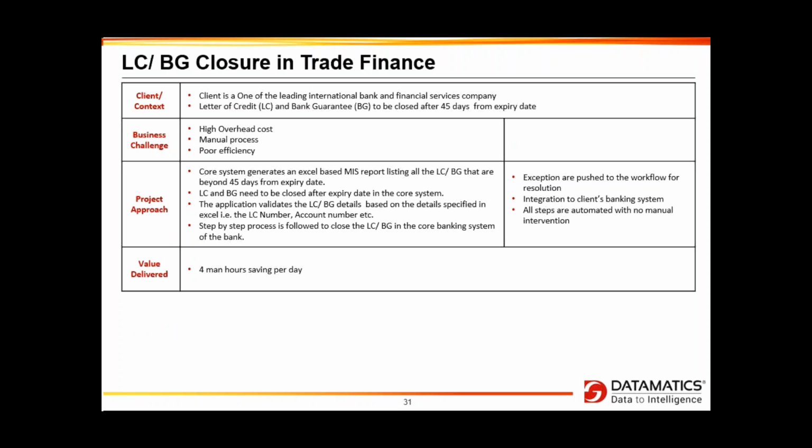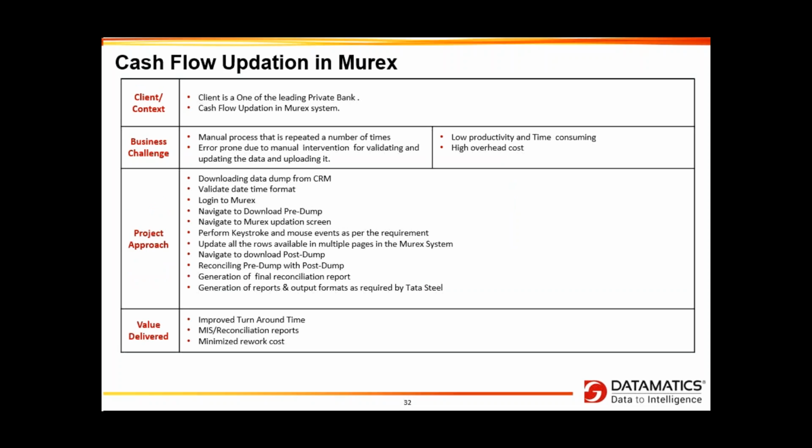Trade finance, LC and bank guarantee closure. If everything is met, then they have to go and close them, charge the necessary fee, and send out a confirmation that this LC or bank guarantee is closed, so that the customer gets a confirmation that they need not worry about that particular open LC or bank guarantee. Murex I already talked about, a very difficult system to automate with, and we have done this cash flow updation process in Murex, which is related to the daily rates of forex trades, which are updated, and the cash flow is managed for our banking clients.